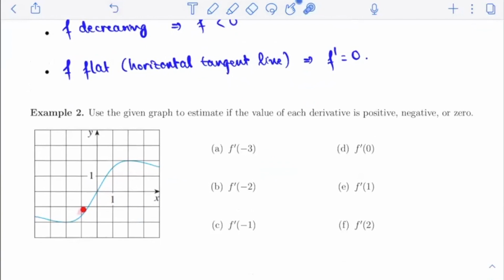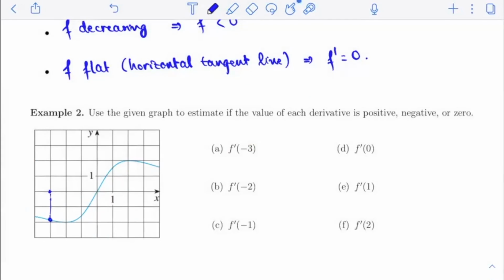So given the graph of the functions, we want to identify the value of each derivative to see if the derivative is positive, negative, or 0. So the first derivative is f prime of -3. So let's take a look at -3. So this is 0, -1, -2, and -3.